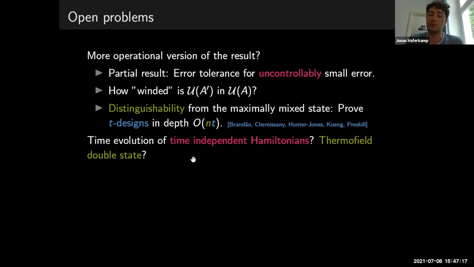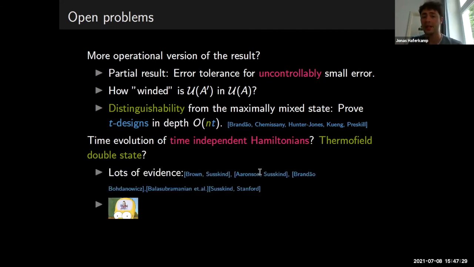So in order to prove this for the time evolution of some fixed time-independent Hamiltonian, or even for the thermofield double state, which seems to be the crucial state in this wormhole growth paradox, there's a lot of evidence for at least super-polynomial complexity, not necessarily for linear growth, but all of it is essentially based on some complexity-theoretic assumptions. That is fine, of course, but proving this rigorously without any assumptions might well be beyond the methods that exist right now.